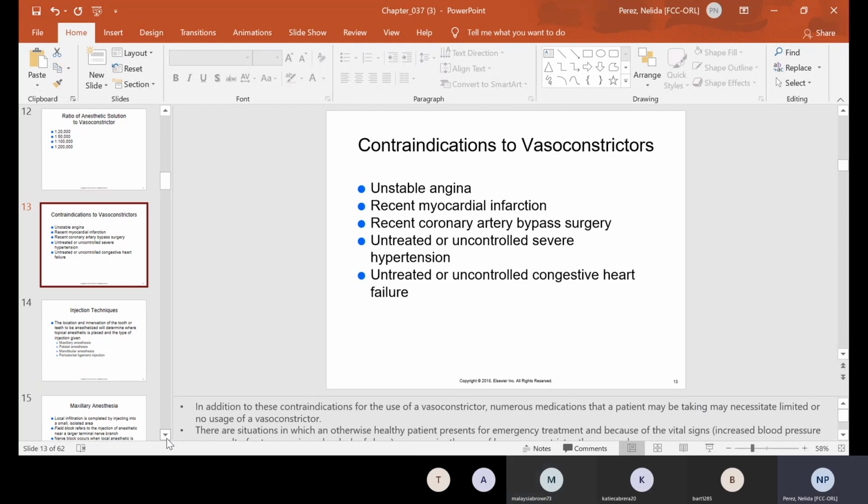Now, contraindications to vasoconstrictors: unstable angina, recent myocardial infarction, recent coronary artery bypass surgery, untreated or uncontrolled severe hypertension, or untreated or uncontrolled congestive heart failure. So basically, what this is trying to say is that people with heart problems, we usually don't give them epinephrine. We give them some other type of solution, okay?